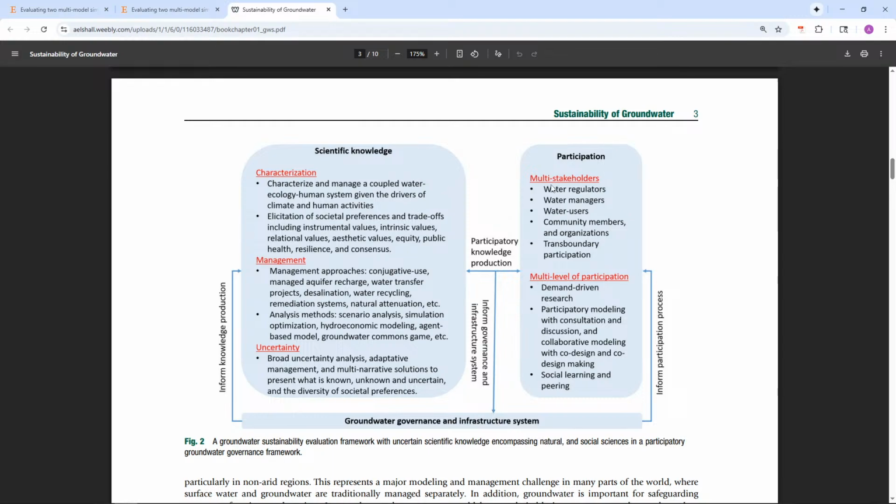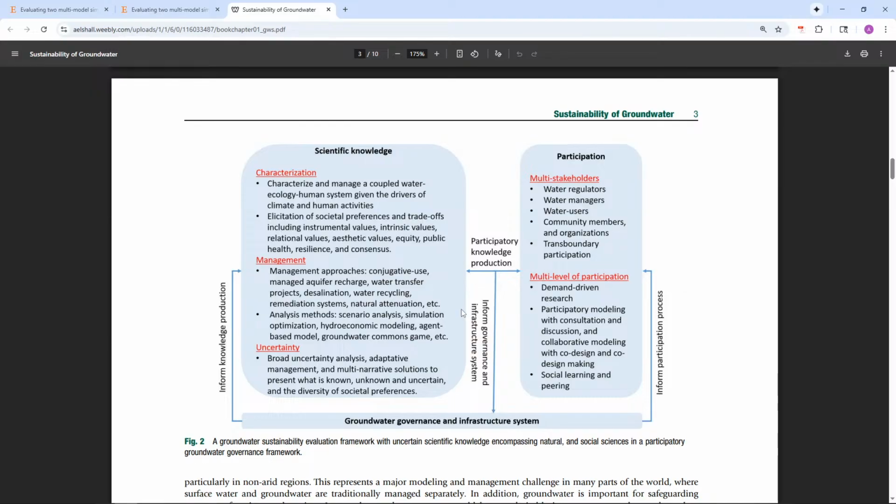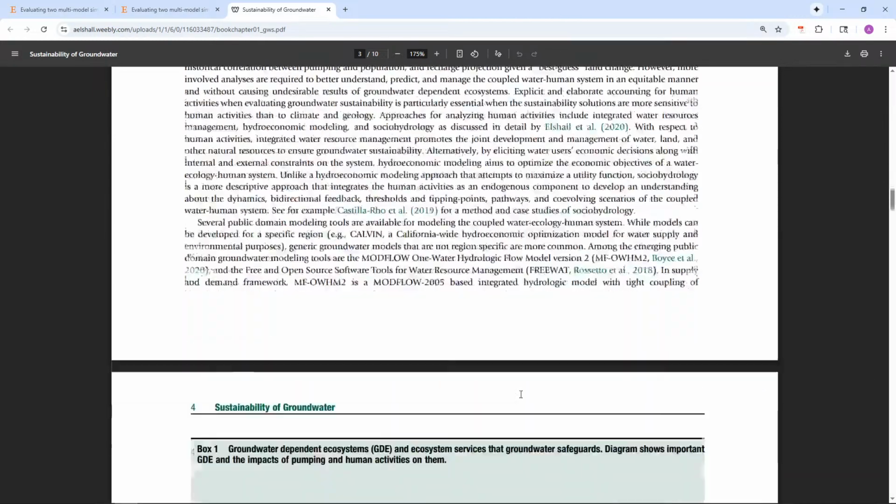In this dialogue between you and your stakeholders, you will learn from them, improve your scientific knowledge, and make your science more directed towards their needs. You also need your scientific knowledge and this participation to be conducted within the existing groundwater governance and infrastructure systems. Again, this course is not about this, but if you are interested, you can pause the video and look at this, and you will see how these three parts are connected: scientific knowledge, participation in a democratic process, and the existing governance and infrastructure system.